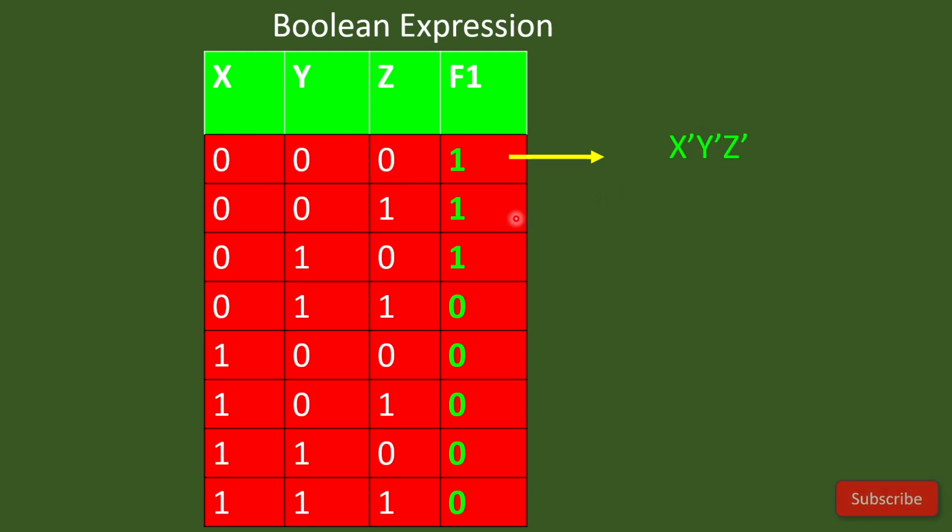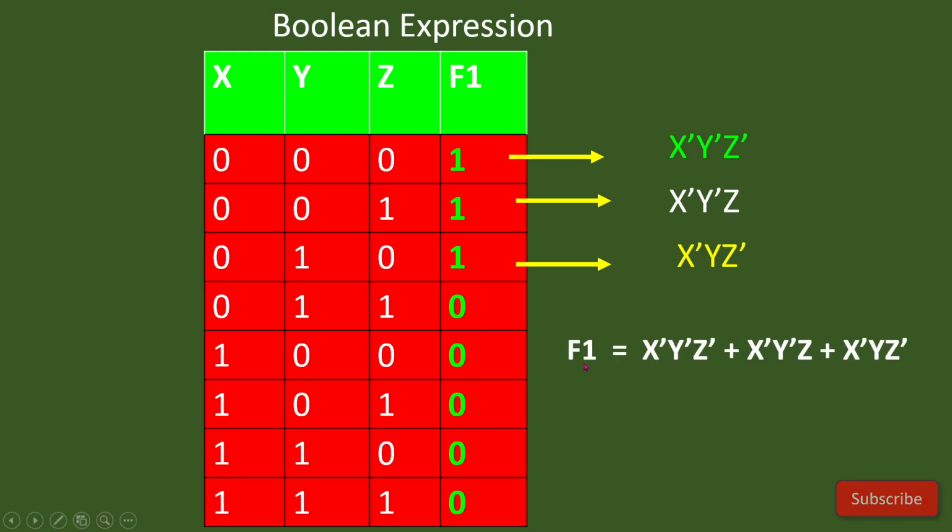Okay. Then we move on to the next. Here also we have a 1. Corresponding to that, we can write the expression as X dash, Y dash and then Z. That means 0 represents the complement value and 1 represents its original value. Then we move on to the third output value, corresponding to 0, 1, 0. So we get X dash, Y, Z dash. So with this we get the output F1 as X dash, Y dash, Z dash plus X dash, Y dash, Z plus X dash, Y, Z dash.